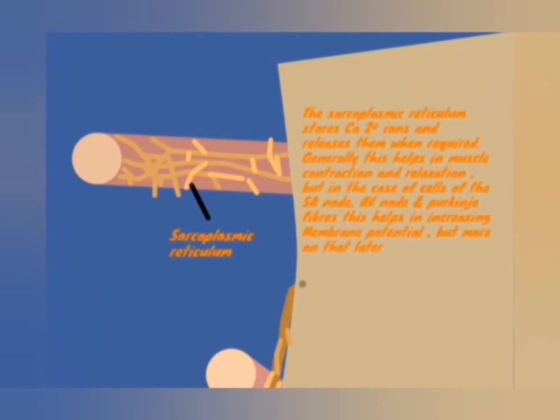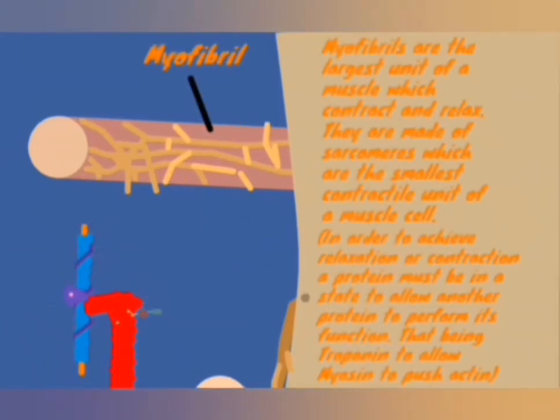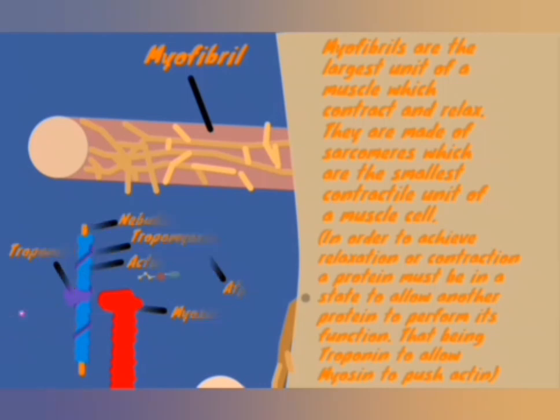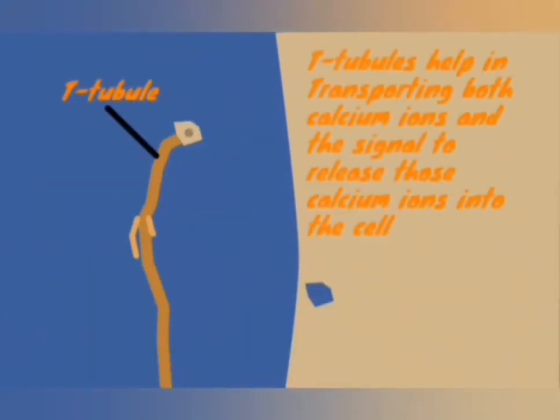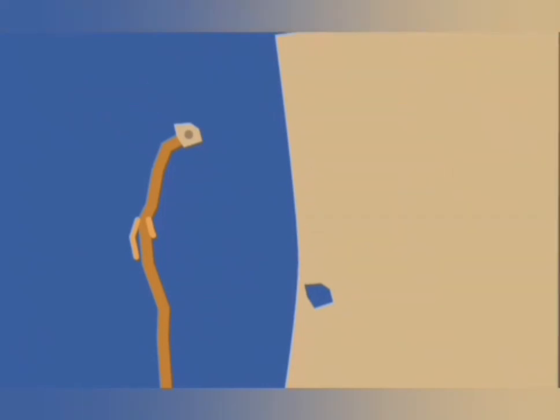Generally, this helps in muscle contraction and relaxation, but in the case of cells of the SA node, AV node and Purkinje fibers, this helps in increasing membrane potential, but more on that later. Myofibrils are the largest unit of a muscle which contract and relax. They are made of sarcomeres, which are the smallest contractile units of a muscle cell. T-tubules help in transporting both calcium ions and the signal to release those calcium ions into the cell.